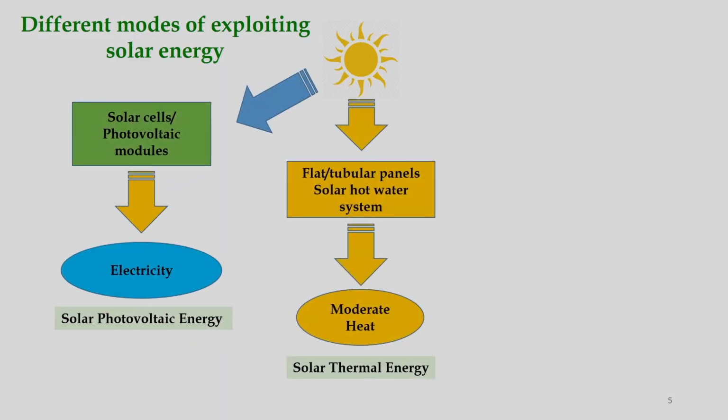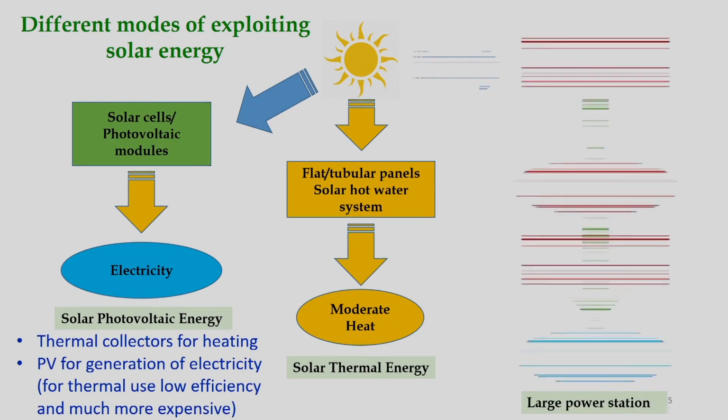First is what is known as solar PV energy, where solar radiation falls on the solar cells and is converted to electricity. The second case is conversion to moderate heat. Solar radiation falls on solar flat plate collectors and is converted to heat energy, and that is called solar thermal energy.